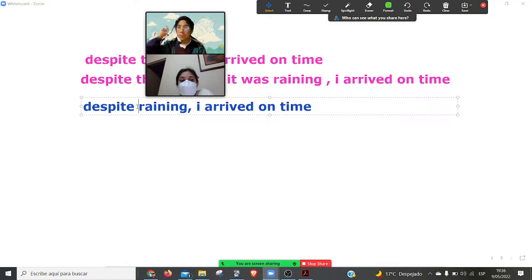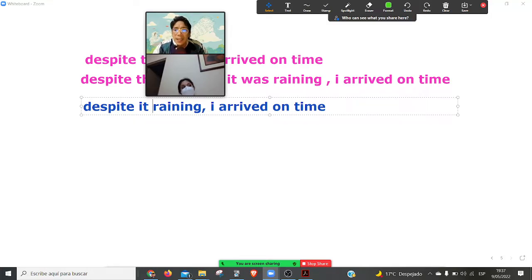Podría ser, por ejemplo, me. Podría ser him. Podría ser her. Podría ser them. Podría ser, which one? It. El clima puede ser reemplazado por it. Entonces, despite it raining, I arrive on time. Esas son las tres formas que tiene el despite. Did you understand? Yes. Vamos a practicar un poquito.